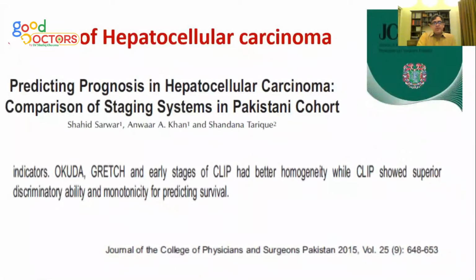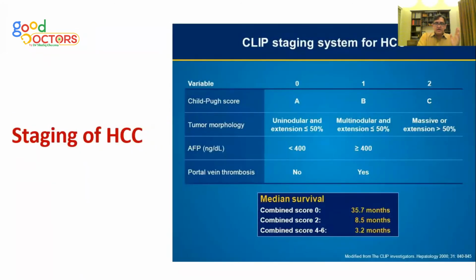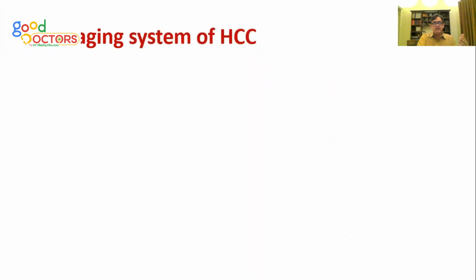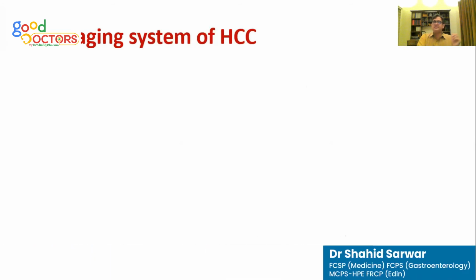What about staging? We published a study where we compared different staging systems like CUPI, Okuda and CLIP, and we identified CLIP as a better staging system, as it includes CTP score, tumor morphology, alpha-fetoprotein, and presence or absence of portal vein invasion. But the limitation of these systems is that they don't guide about the treatment option to be used for these patients. That's why now we have moved on to either the Hong Kong liver cancer staging system or the very popular Barcelona Clinic Liver Cancer staging system, the BCLC staging system.